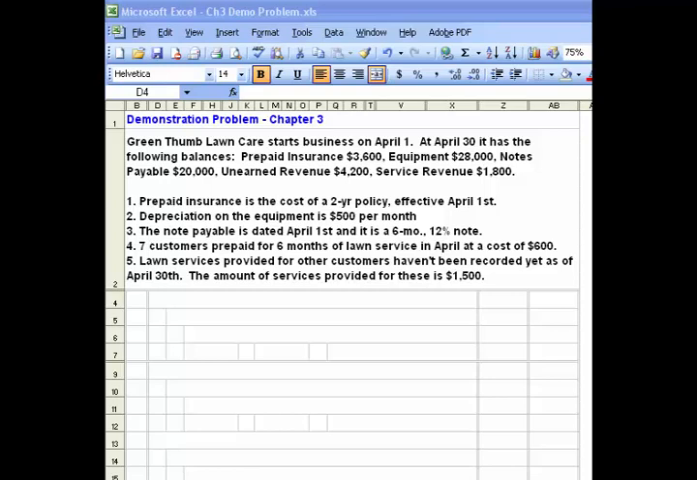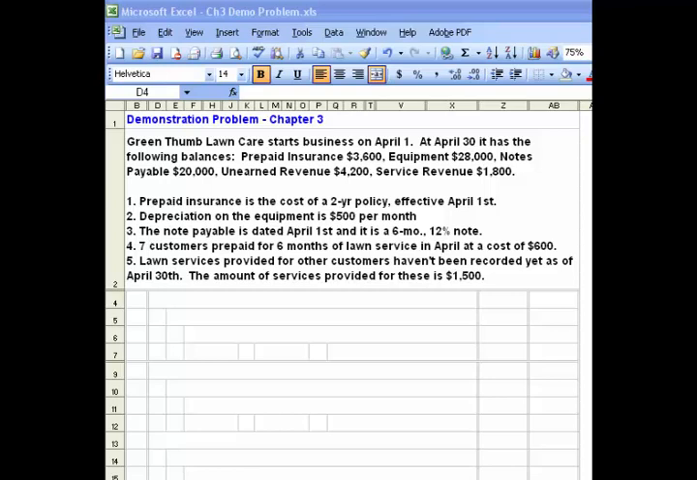Green Thumb Lawn Care starts a business on April 1st. At April 30th, it has the following balances. And then we've listed the following balances, and there are 5 transactions in this problem that you need to record. Well, first off, it only gives you the balances. It doesn't give them to you in debit or credit response.